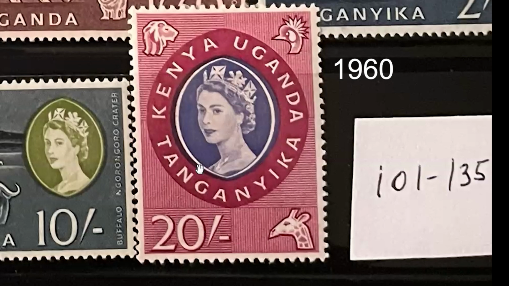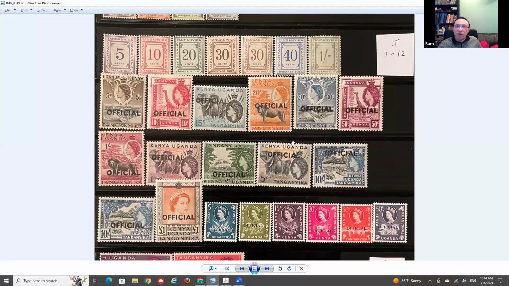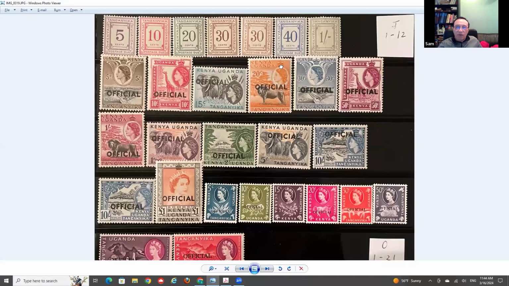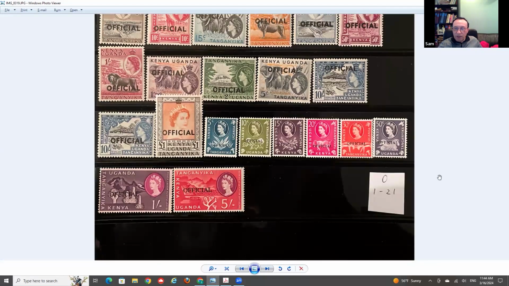And that's actually where my collection ends, in 1960. On the next page, I'm going to have some more stamps, but there's only postage due and the official stamps, and they are going to be using the same stamps as before. Some postage due stamps, and the officials are exactly the same as the other ones, only with the word official. Okay, so this is the end.